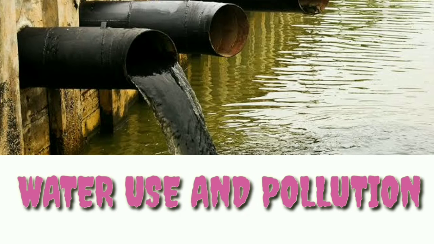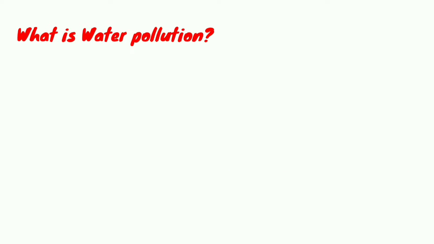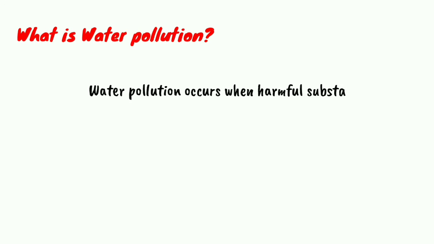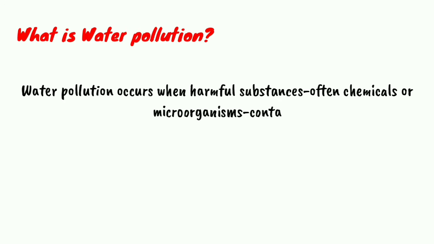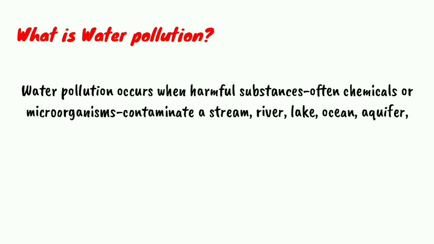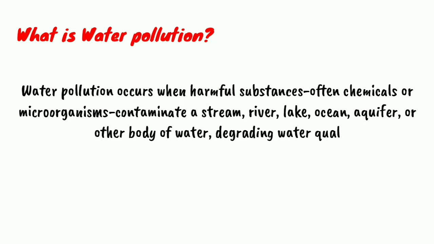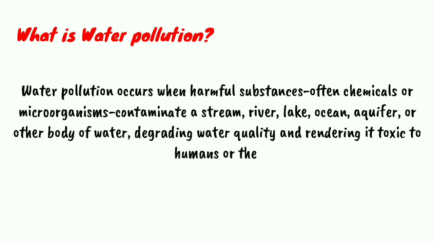Water use and pollution. What is water pollution? Water pollution occurs when harmful substances, often chemicals or microorganisms, contaminate a stream, river, lake, ocean, aquifer, or other body of water, degrading water quality and rendering it toxic to humans or the environment.